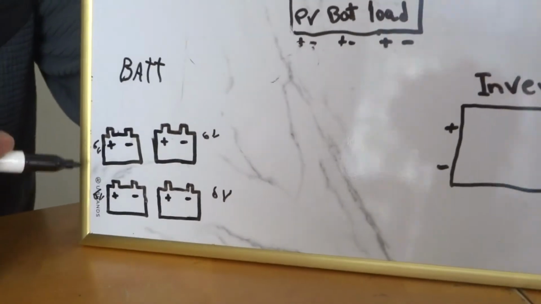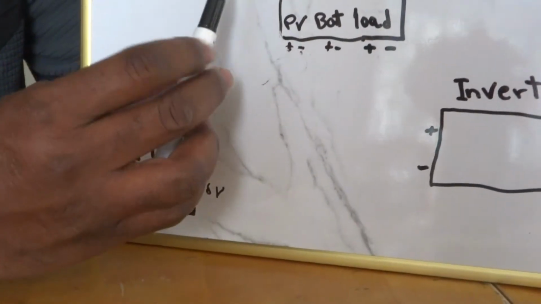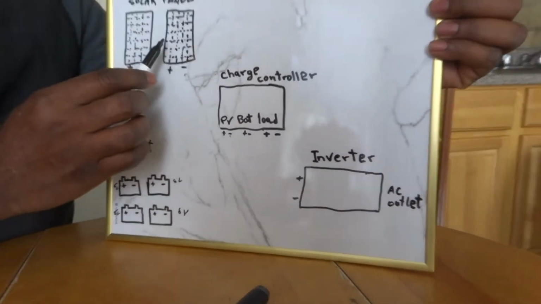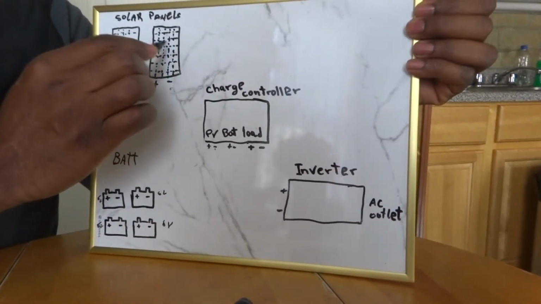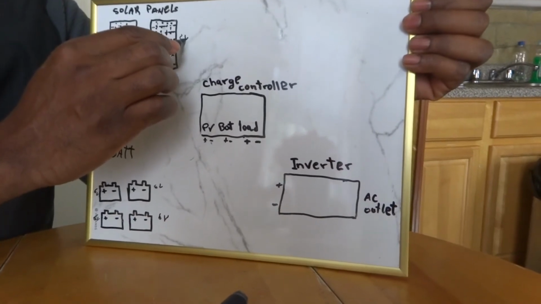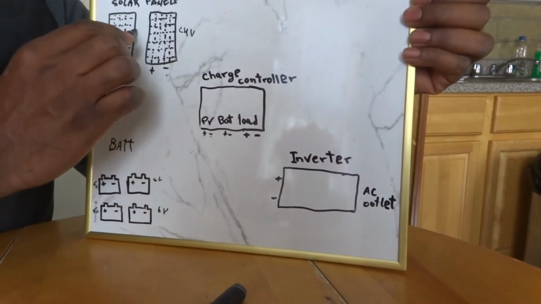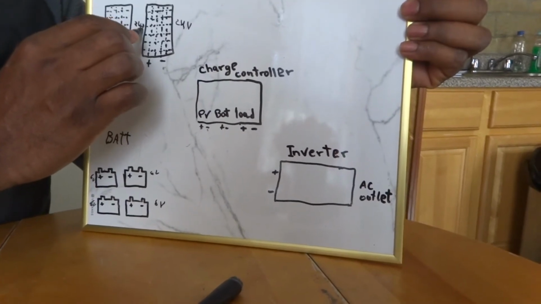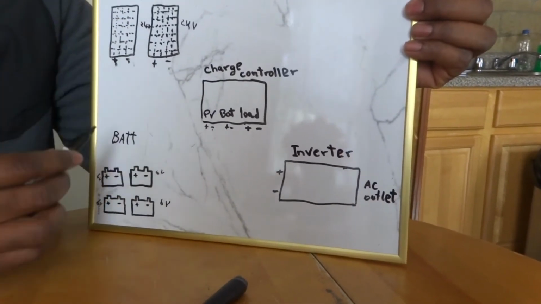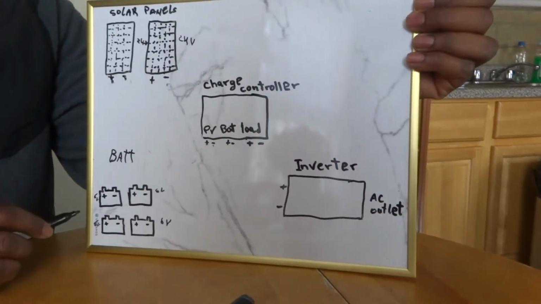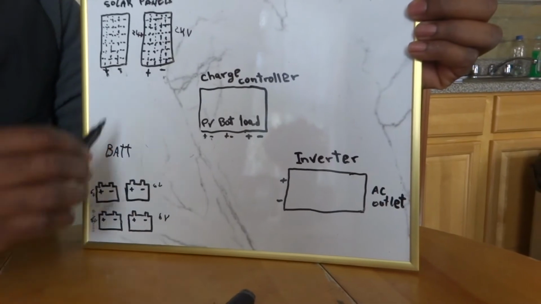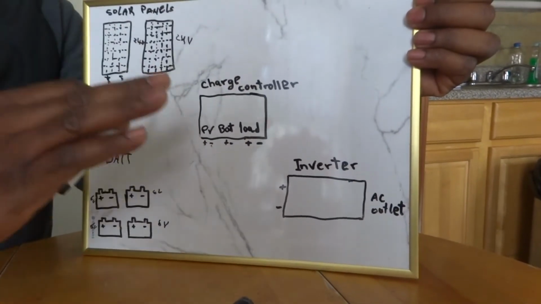Okay, so let's say we're using a 24 volt system. These solar panels are 24 volts each. Okay, right here, you guys understand pretty much. So it's the same scenario. We want to make 24 volts.